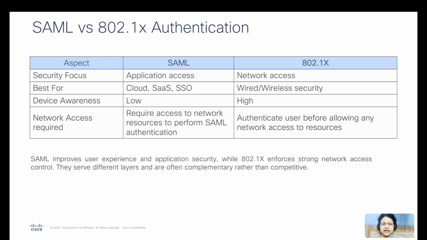Device awareness is high in Dot1x, and network access is required for SAML to work, because with SAML the identity needs to be checked with the identity provider for validation. But in the case of Dot1x, it will authenticate the user before allowing any network access to resources. So we can't use SAML in conjunction with Dot1x. It's a chicken and egg problem. SAML improves the user experience and application security, while Dot1x enforces strong network access control. They are different layers and are often complementary rather than competitive.